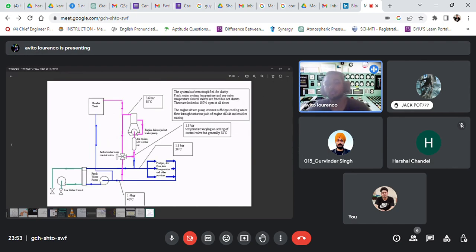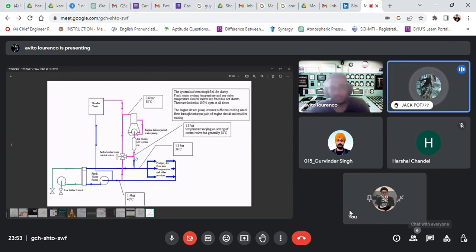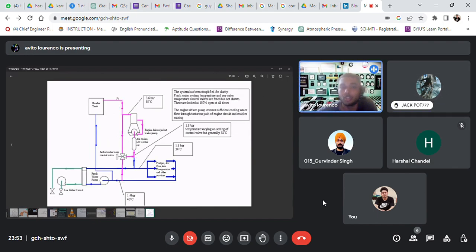So it is somewhere here only with this same system. It's a freshwater generator on the HT side, high temperature system. Okay, so from here somewhere it will go to the freshwater generator. Wait, I will share that with you also.